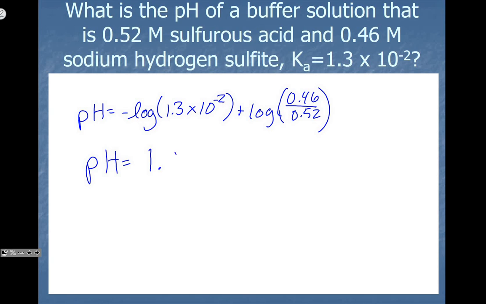So 1.8. Okay, so notice that it is close to that too. The first answer I got was 5 point something. I went, no. And I realized I'd taken the other answer and added them together. You're supposed to be close to the Ka. The exponent on the Ka.